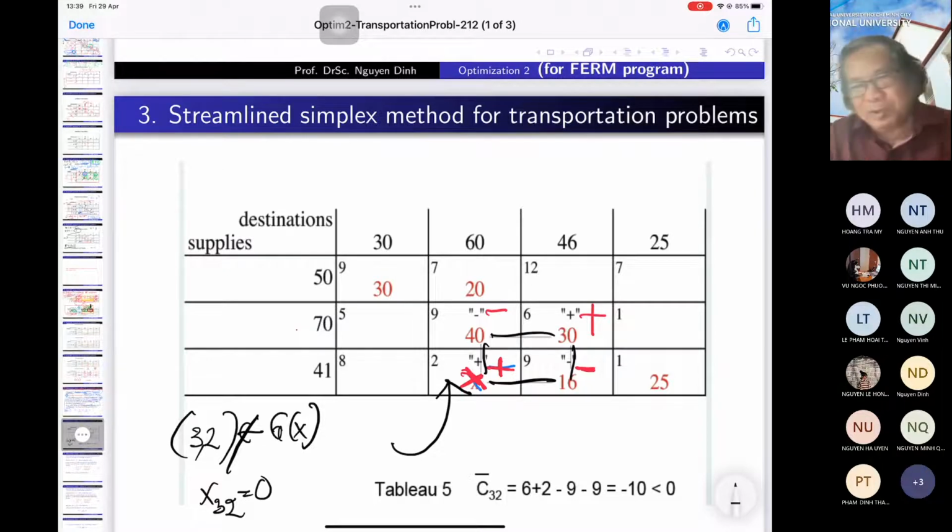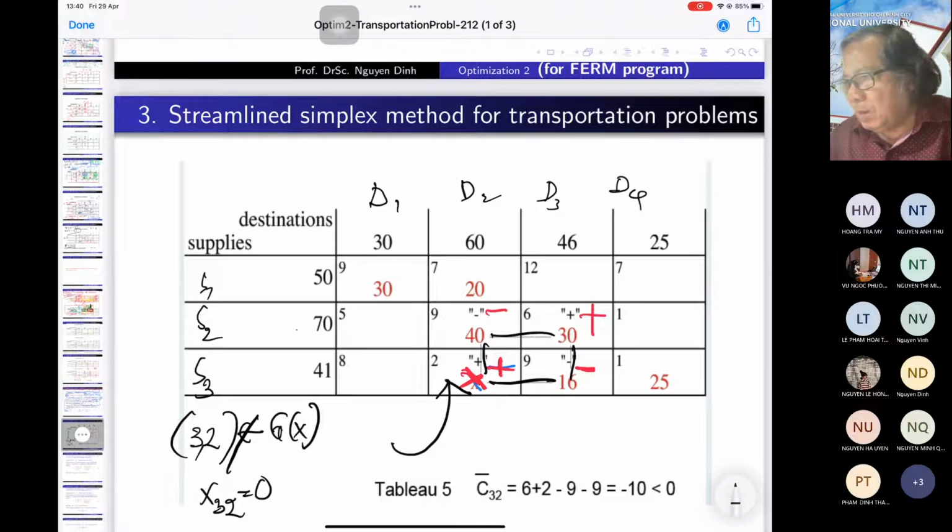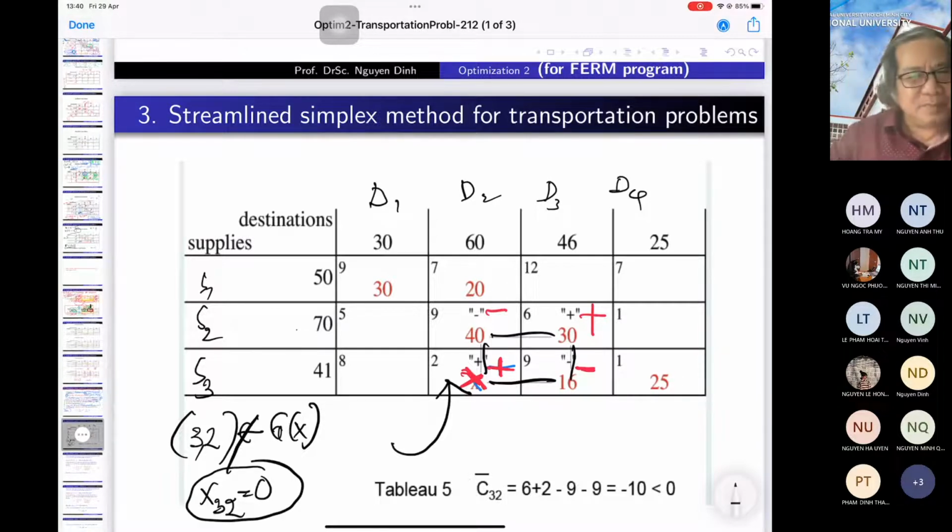You don't transfer anything from here, supply 1, supply 2, supply 3, to demand 1, demand 2, demand 3, demand 4. So nothing from S3 to D2. Is that okay? So here X32 is 0. Is that okay?